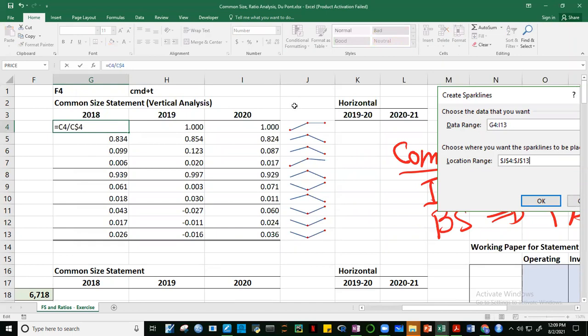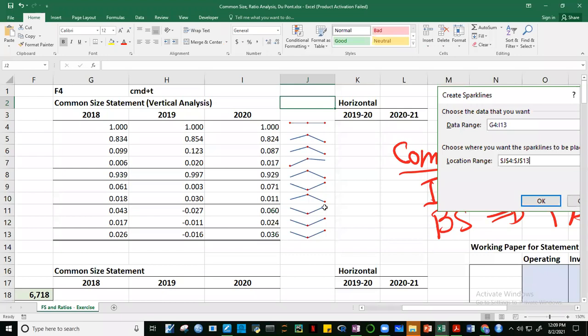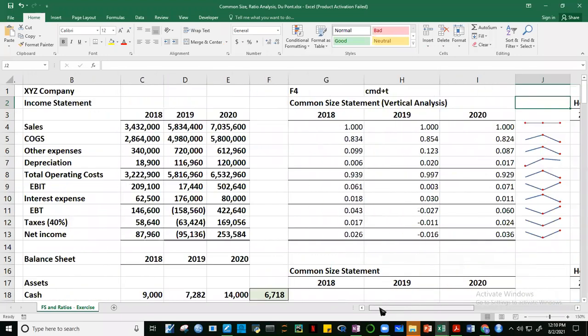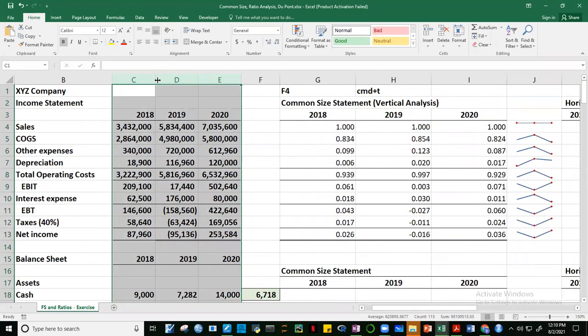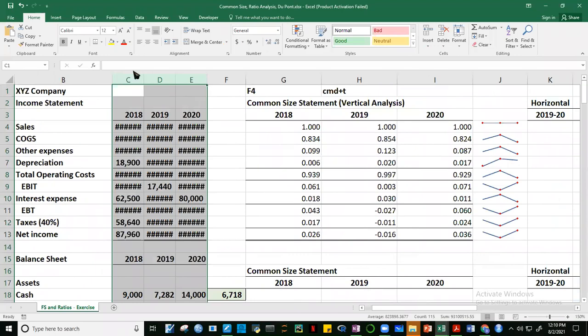F4, yan. Okay. All right, then we see here, guys, visually makikita natin dito, for example, yung here.